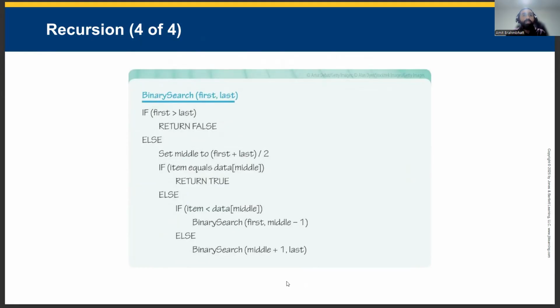Else, we get into the second block where we set middle to the addition of first and last divided by 2. And if the item equals the middle number, then we found the number we are looking for. In binary search, we return true. Else, we keep on dividing the array into half of the original size and continue through the if and else block given next to it.